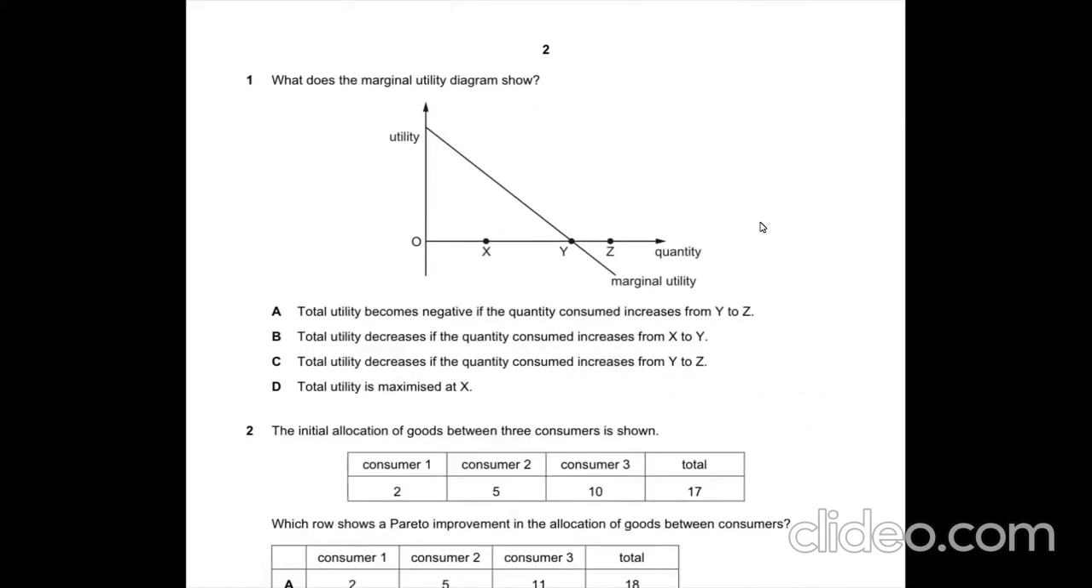Question number 1. What does the marginal utility diagram show? We've got a marginal utility diagram. However, the options are asking us to find out what happens to the total utility. So let me first draw the total utility curve on the diagram, like this. It looks like this, and we already know that when marginal utility hits 0, the total utility is at the maximum. So according to the logic, we can find the answer as C.